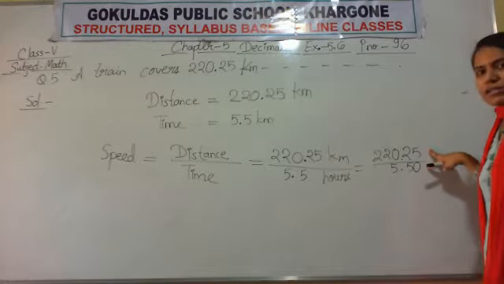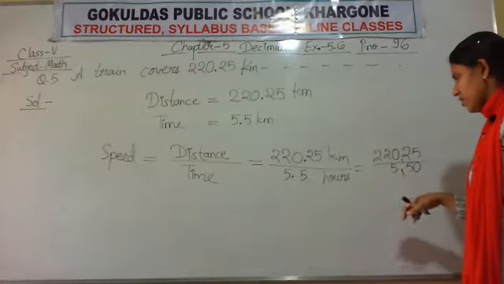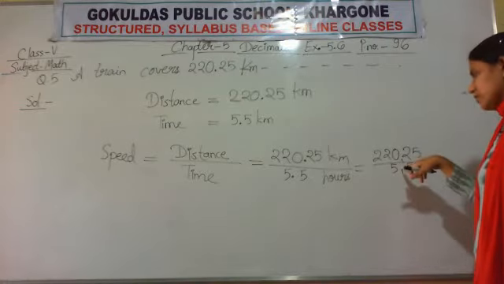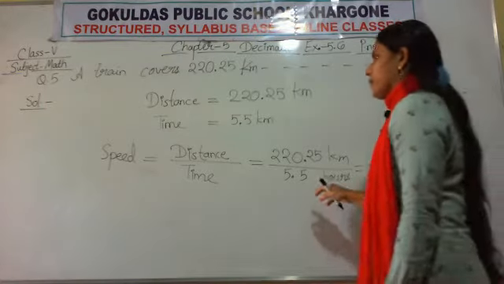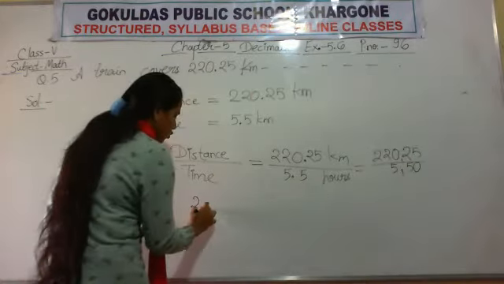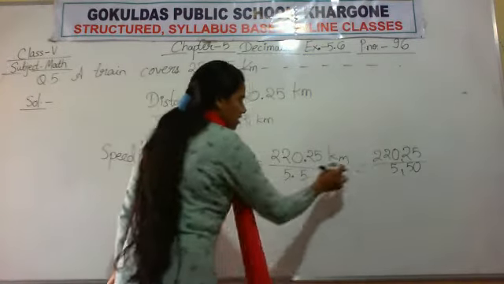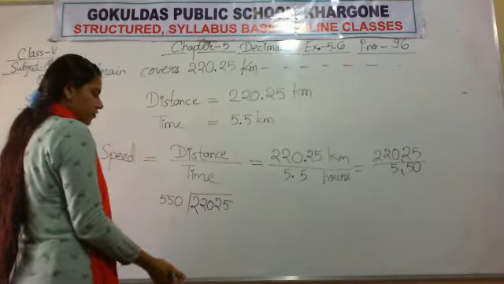Now both the numbers are like decimals, so we can remove this decimal point. If our decimals are like decimals, we can remove the decimals. We can cancel out decimal to decimal. Okay. Now divide this 22025 by 550.